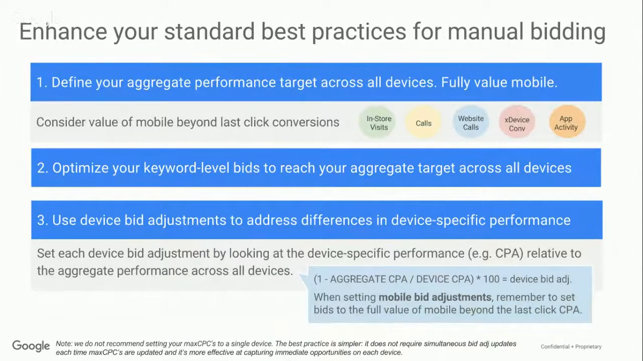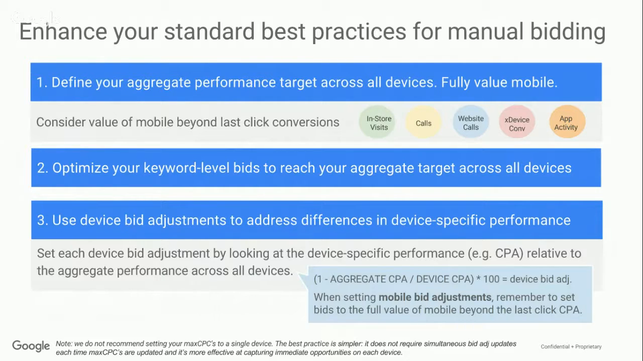Lastly, and this is probably the most complicated aspect of the best practices for device bid adjustments, for manual bidding, we'd like you to follow three things. First, make sure that you capture the full value of mobile, meaning you track each and every conversion and how they contribute to your overall campaign goals. In this regard, we'd really like you to consider moving beyond last click conversions, as that way of looking at your performance data may not be as accurate.